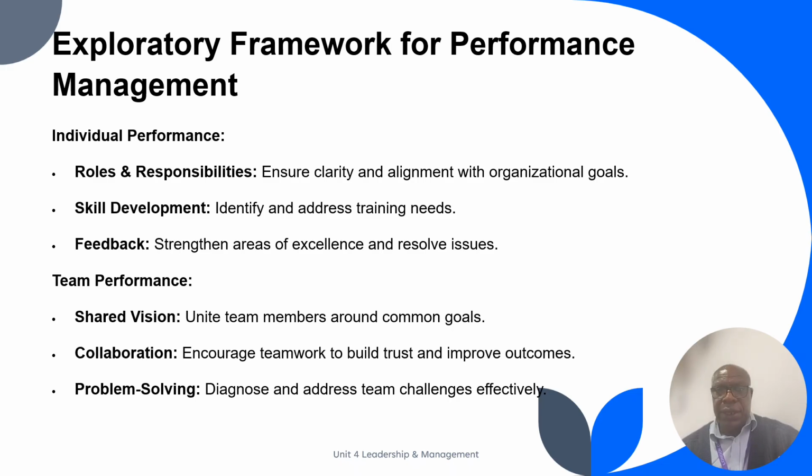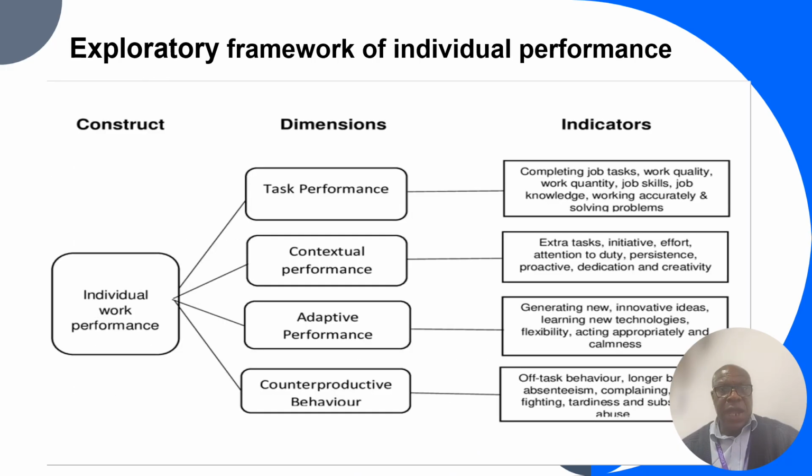So next we look at this diagram that gives us the individual work performance, which is broken down into four dimensions: task performance, contextual performance, adaptive performance, and counterproductive performance. And then the indicators give us an idea as to the details within each of these performance dimensions. Okay, and it's also self-explanatory there as well.